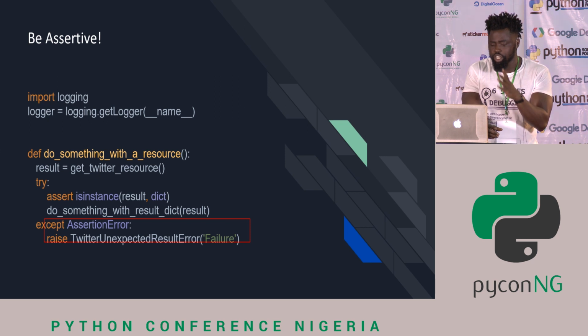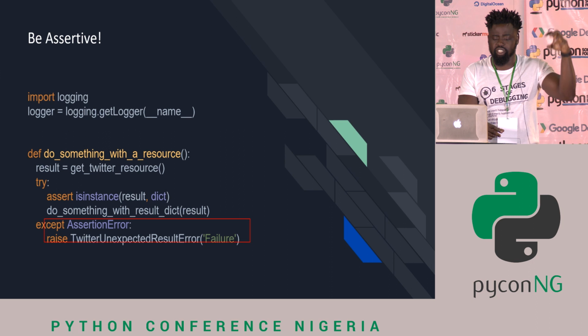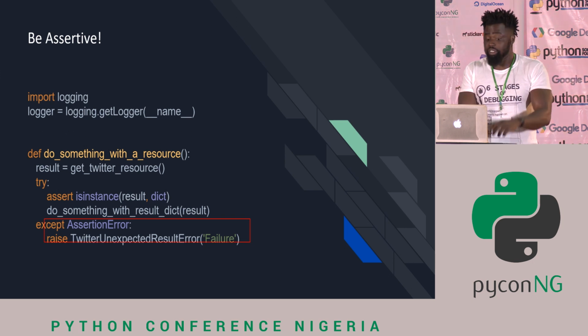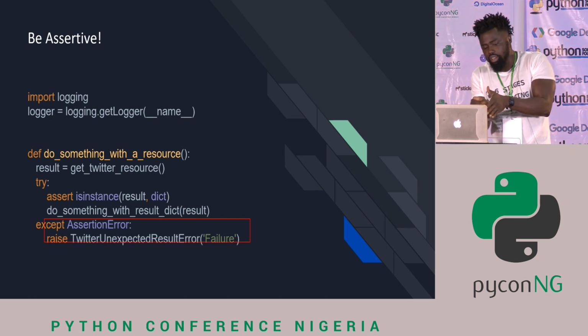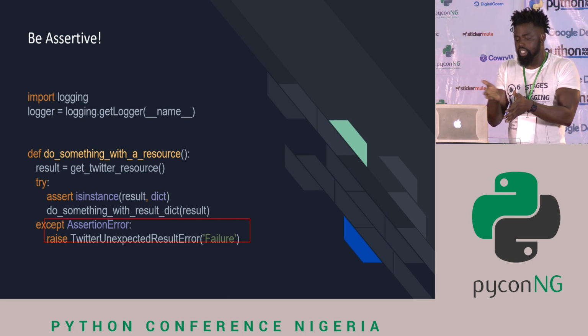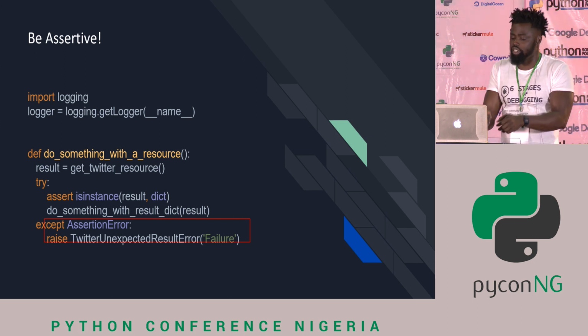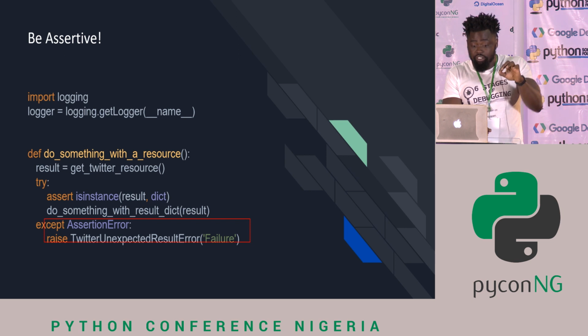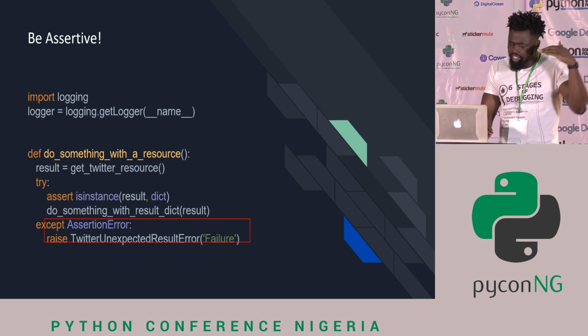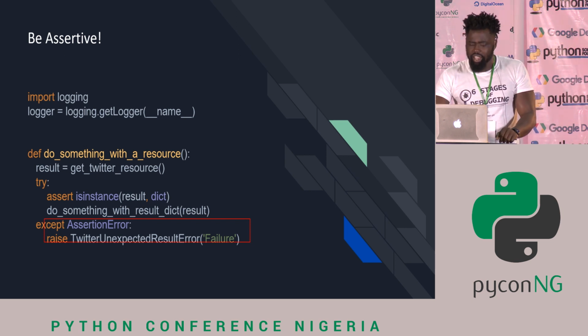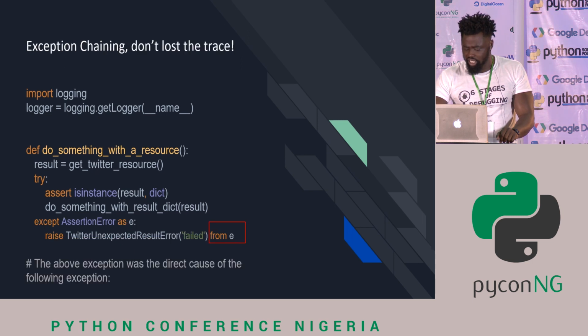But when you do something like this, what happens is you lose track of the previous assertion, the previous error. So here, there are two errors. The first one is the assertion error, but the second one that you've thrown is the Twitter unexpected result error. Sometimes you want to have more visibility on the root cause. And in Python, there's something called exception chaining.